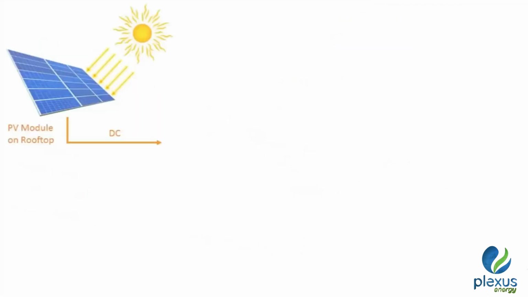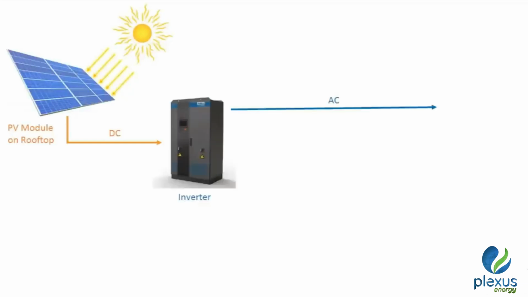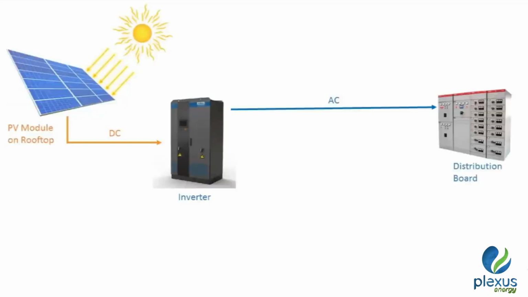Solar panels generate DC power when the sun shines. This DC power is in turn fed into an inverter that converts it into AC power. This AC power is fed into your distribution board from where it flows to your electrical loads. This is the basic layout of a solar plant.